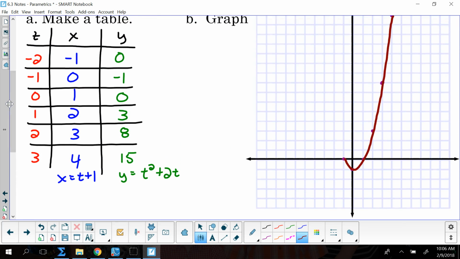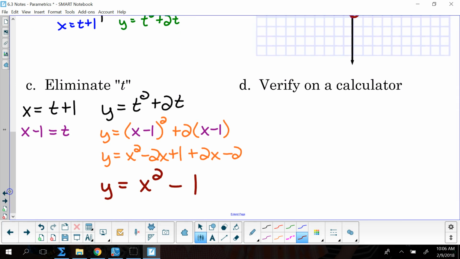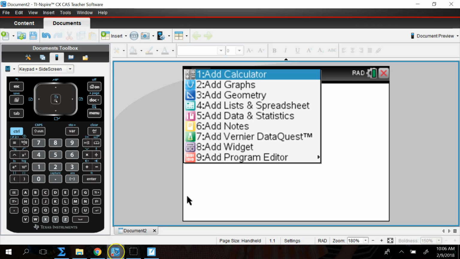Is that what we graphed? Yeah, we just took a slice of it. Okay, we sliced off on the left and we sliced off on the right. Okay, but we have that basic form. Okay, so it verified there. All right, now let's go to the calculator and verify it.